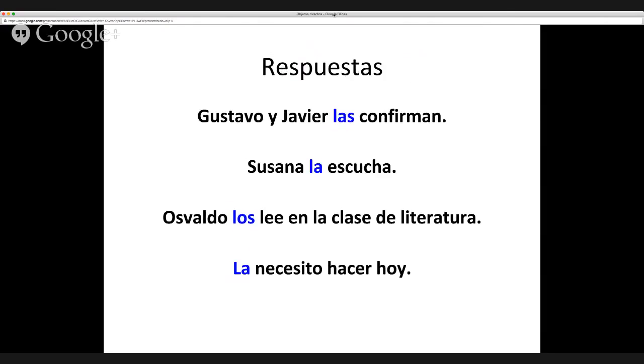Here are your respuestas. Las confirman, la escucha, los lee, y la necesito hacer. If you need to go back and review things a little bit, feel free to. Remembering that the direct object pronouns are me, te, lo, la, nos, os, los, las, and we put them before a conjugated verb in the sentence.